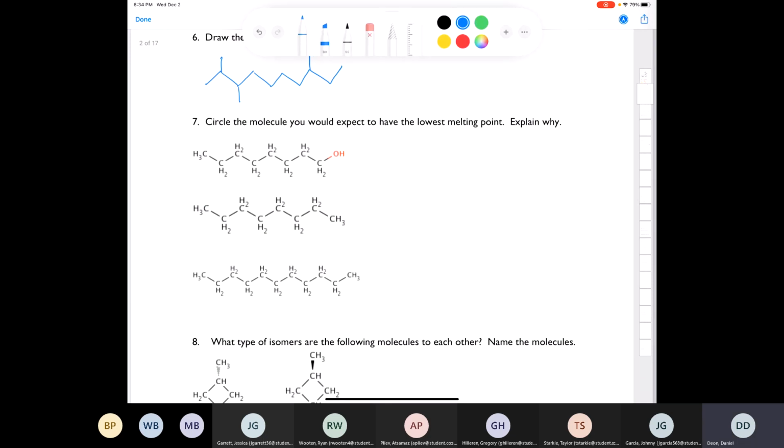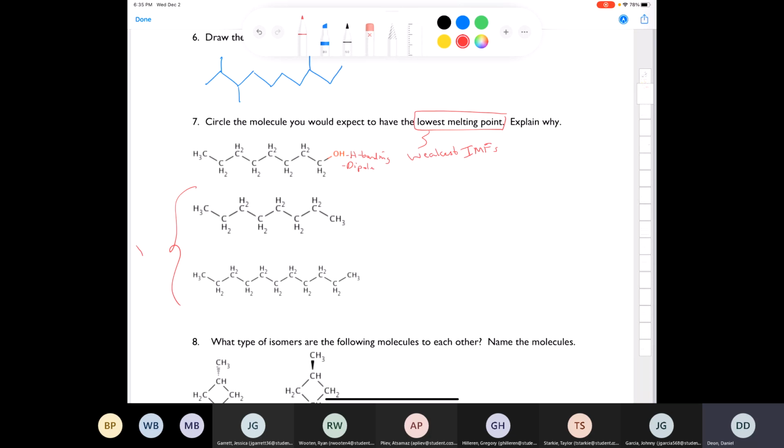The next question has to do with intermolecular forces. It says, circle the molecule that you would expect to have the lowest melting point and explain why. Well, the molecule that has the lowest melting point is going to be the one that has the weakest intermolecular forces, IMFs. Now we need to consider what are the types of forces that would be present in these compounds. Well, every kind of molecule is going to have London forces, but the molecule on the top has a hydroxyl, right? So not only does it have London forces, but it also has hydrogen bonding, right? And it's also going to have dipole-dipole forces.